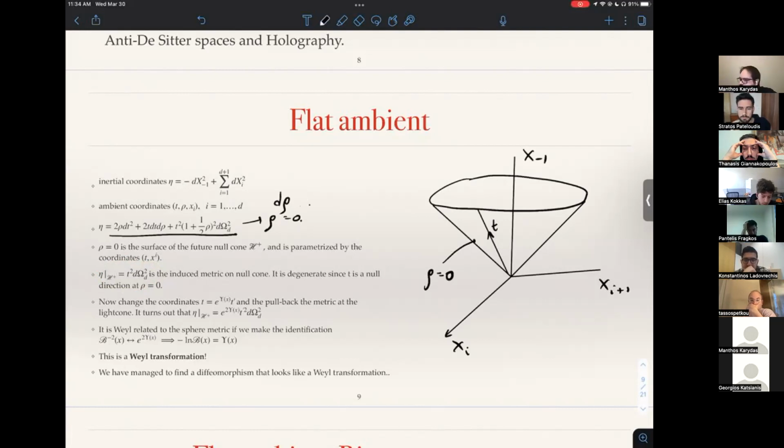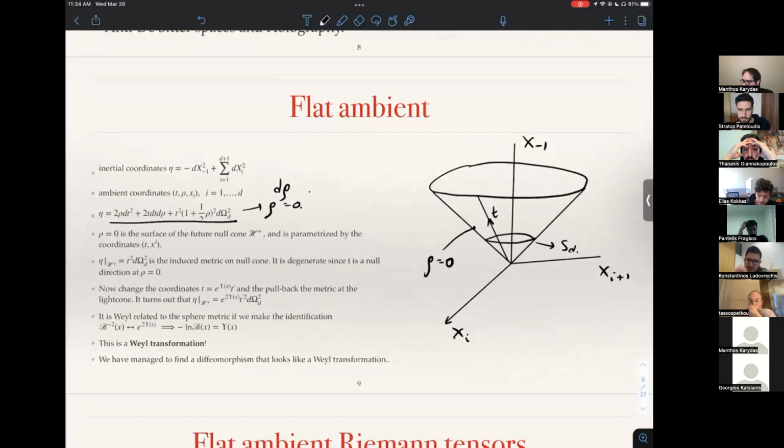Okay, so basically the d sphere is kind of like this. This circle here represents the d sphere. Now, see what happens if I change coordinates from t to t prime. So I take t, and I change to a new coordinate t prime, times some function e to the epsilon.